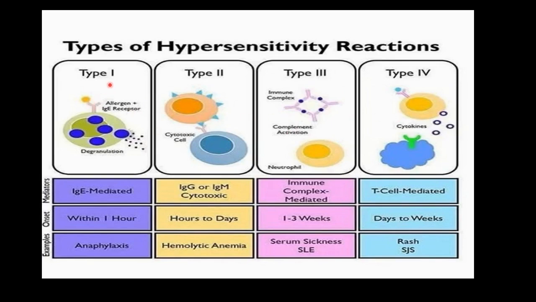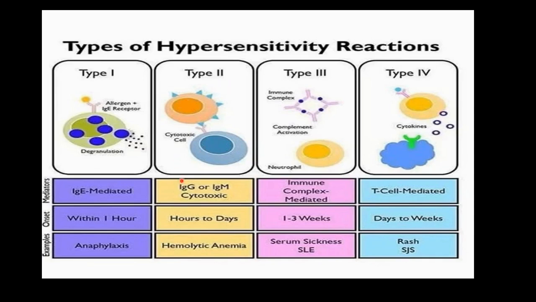So this is IgE mediated. On second exposure, the antigen directly goes and binds to the IgE antibody, which is already attached to the mast cell, and there is degranulation of the mast cell leading to the features. Good example is anaphylaxis, and it can occur in minutes to hours.